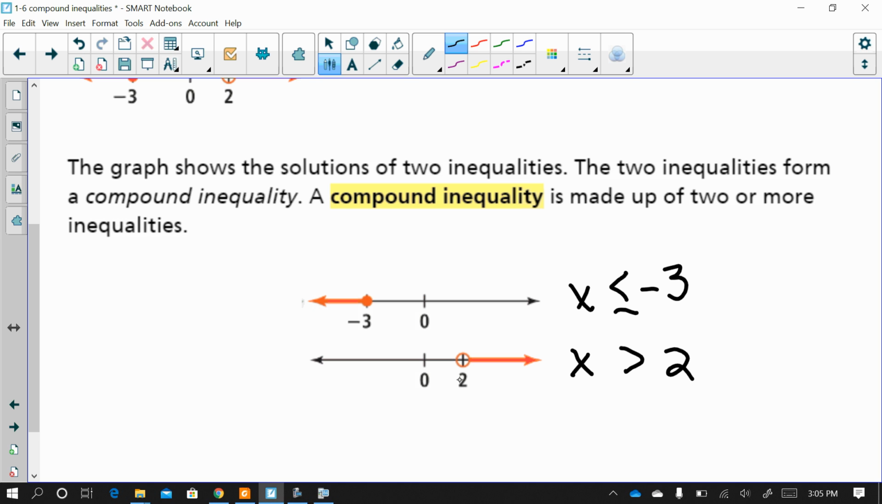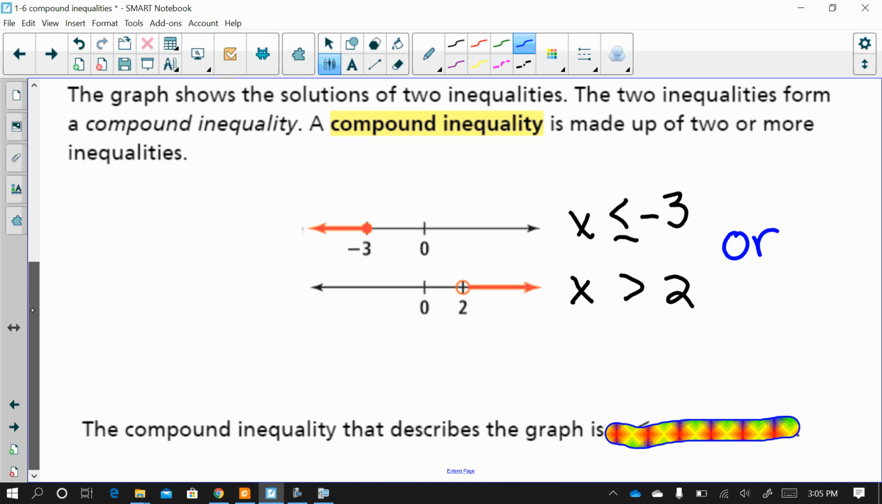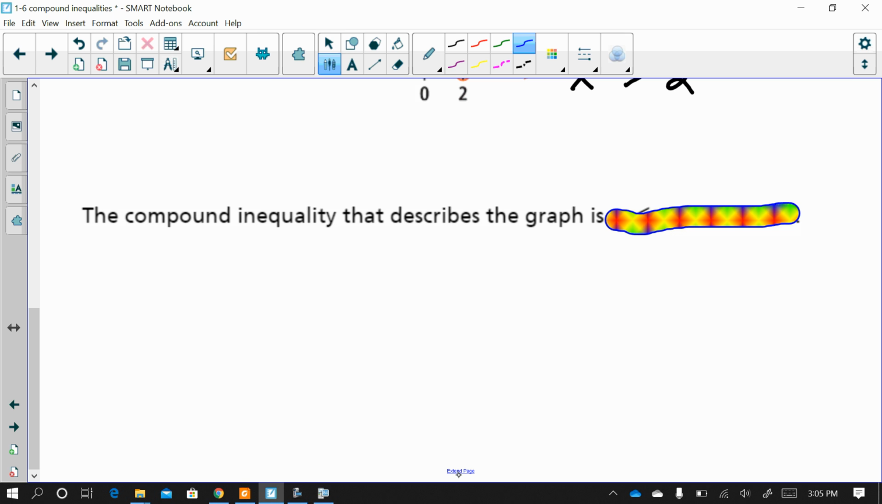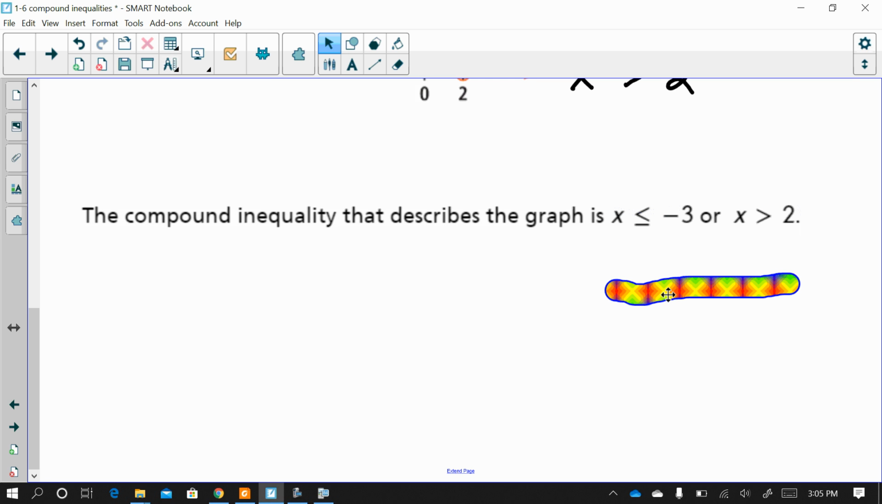2. Now, can you have a number that fits both of those situations at the same time? I can't think of any number that works for both. So only one can happen at a time. This one or this one. So this would be x is less than or equal to -3 or x is greater than 2. Can't happen both at the same time, so we use the word or. Okay, x is less than or equal to -3 or x is greater than 2.